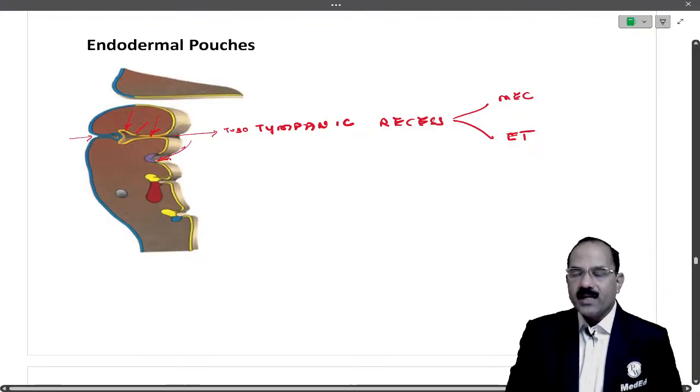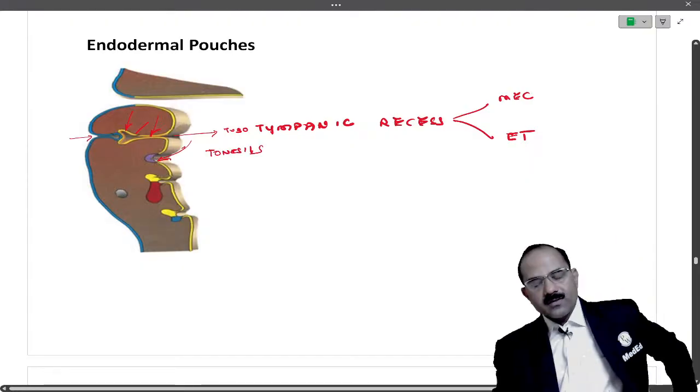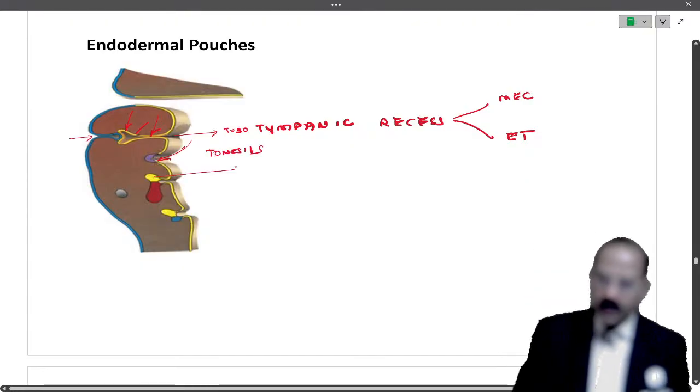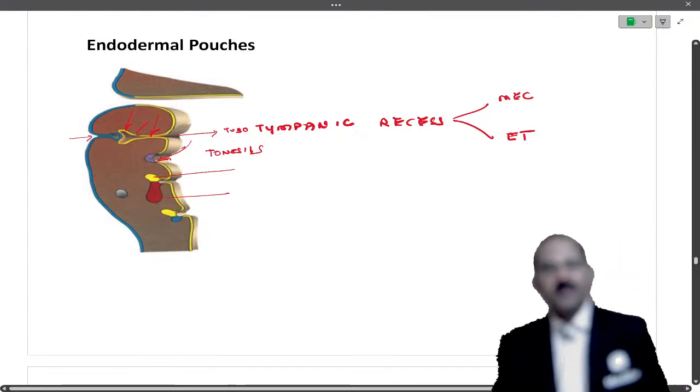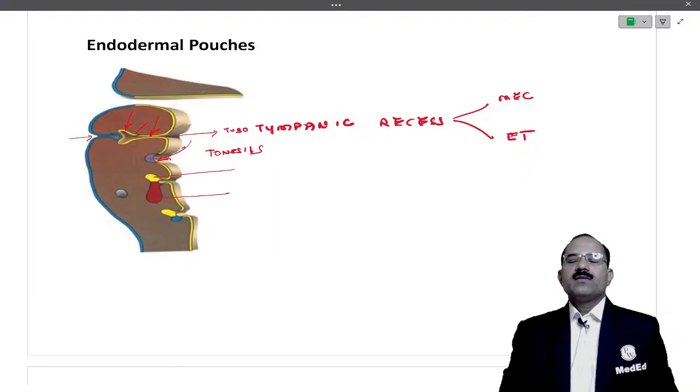What does the second endodermal pouch form? It forms the palatine tonsils. What does the third endodermal pouch form? Can anyone tell me what the third endodermal pouch forms?